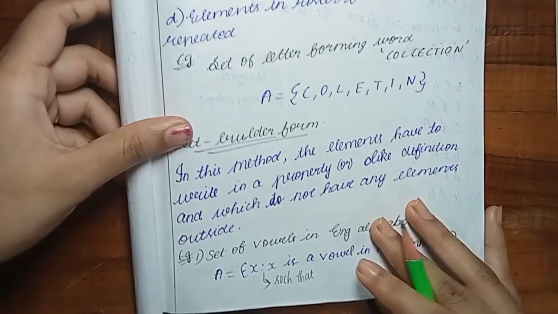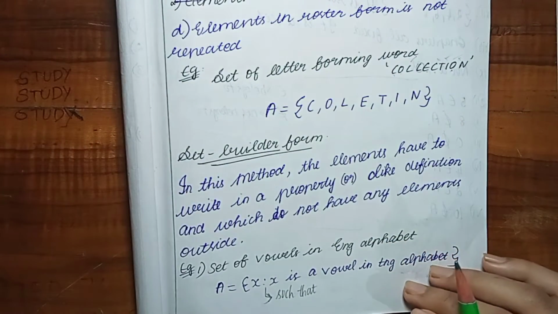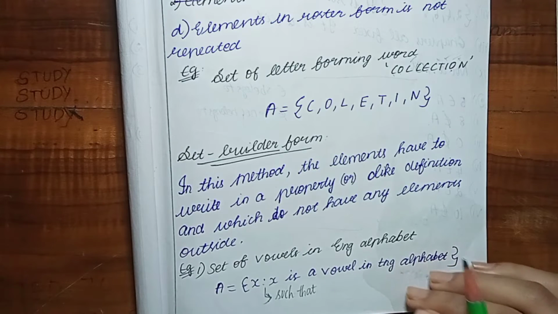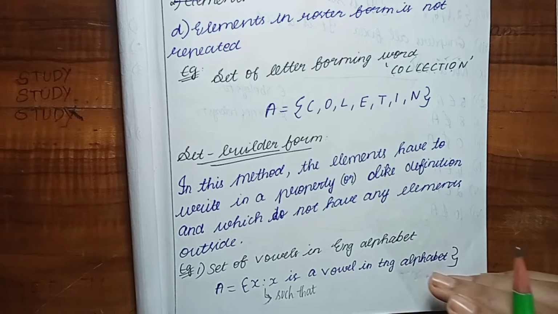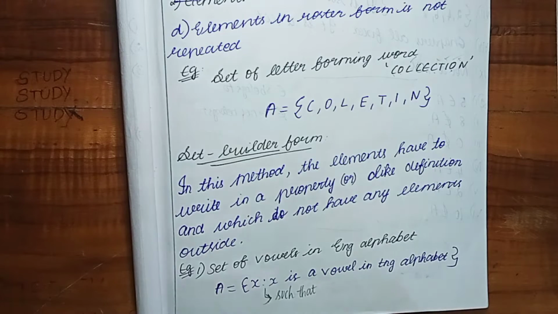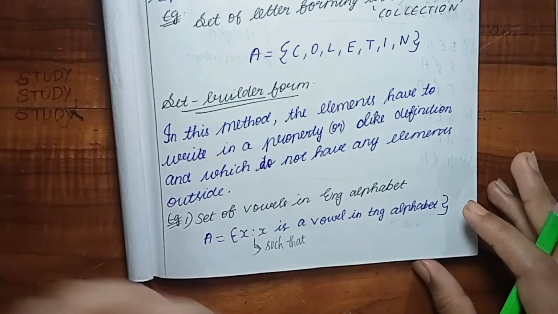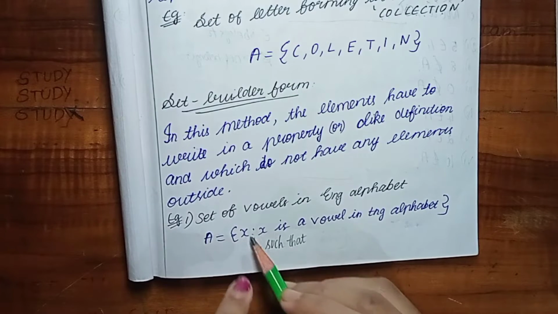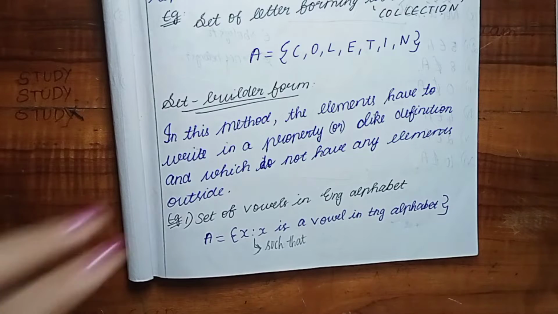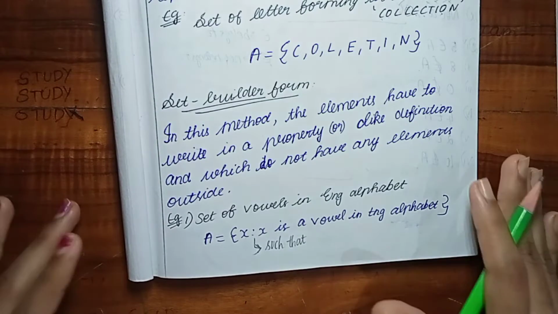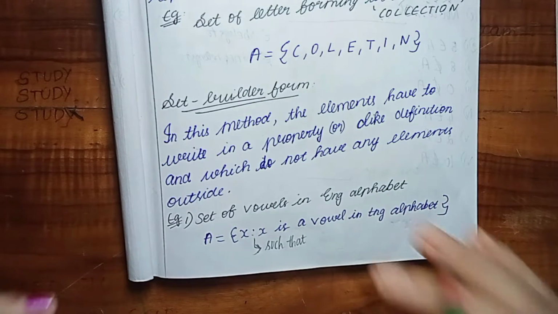The next form is set builder form. In this method, the elements are written in a property-like definition, and they do not have any elements outside. For the set of vowels in the English alphabet, you write: x such that x is a vowel in the English alphabet. You will not write those elements, you write it in a definition form.